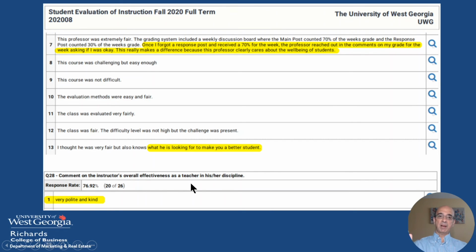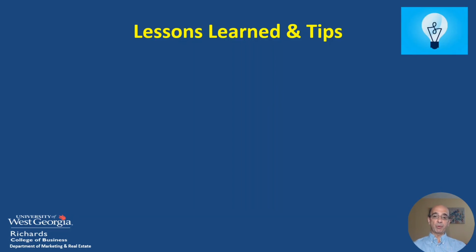And this was a course evaluation for fall. It says over here, the professor reached out in my comments for a grade. It says the professor is looking to make you a better student. And in 20 years of teaching, I've never seen this comment before. It says the professor is very polite and kind. So it just helps me reevaluate and rethink the different types of teaching styles we have, and of course how there is always room for improvement.